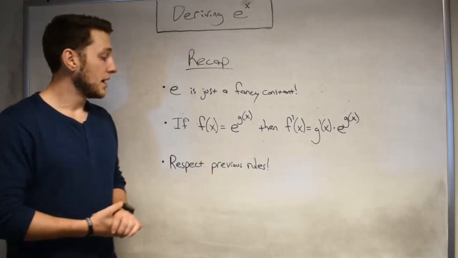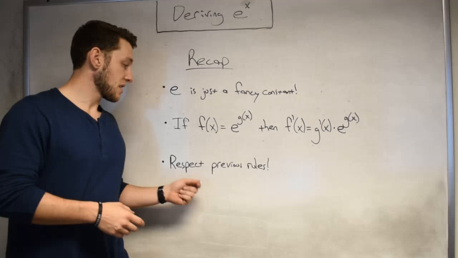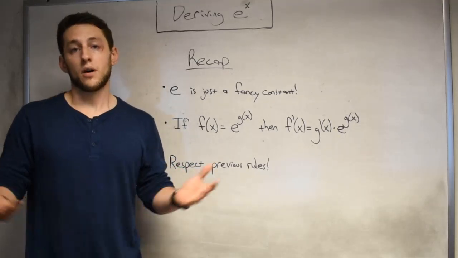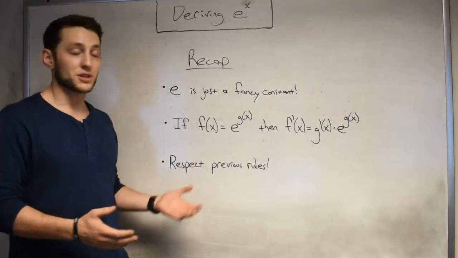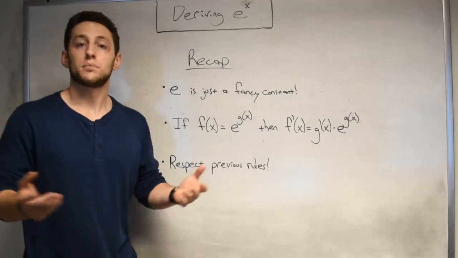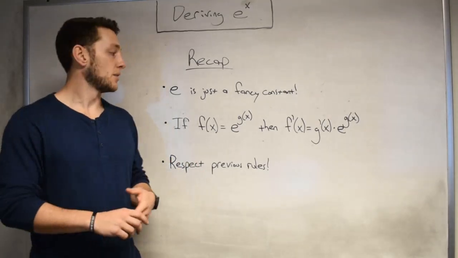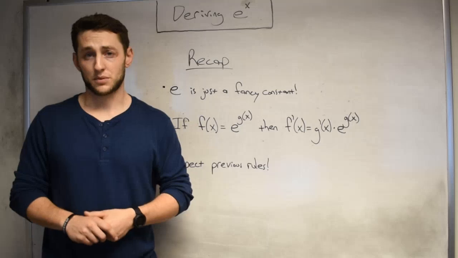If you have that one down, the only other thing to remember is to respect the previous rules. So if you have a quotient rule, you got to make sure you still know how to do the quotient rule. Product rule, know how to do product rule, and then ultimately remember that this actually comes from chain rule.